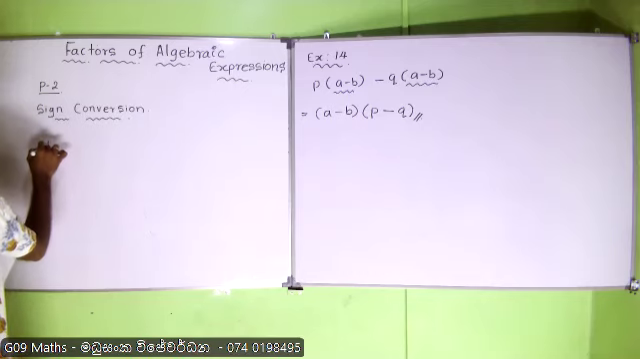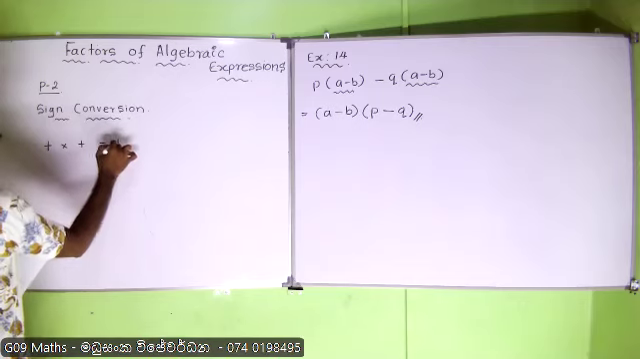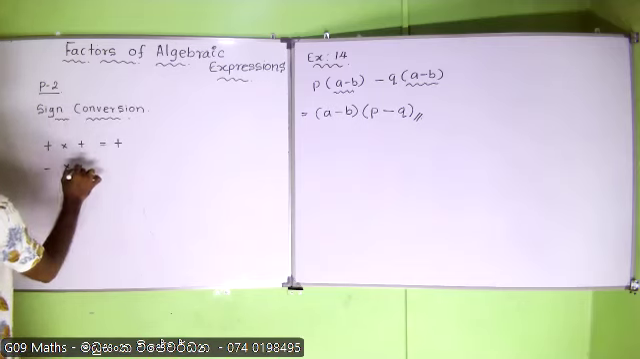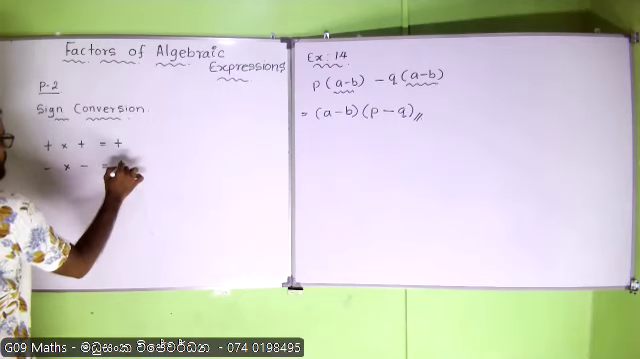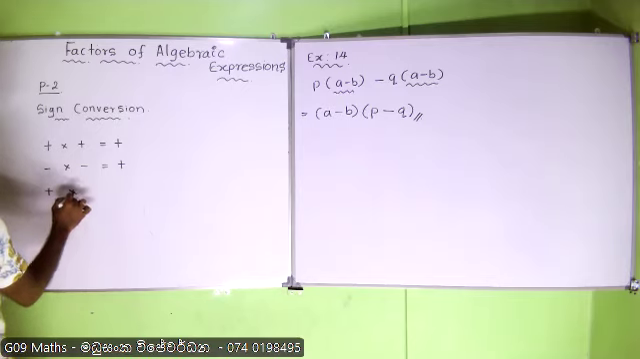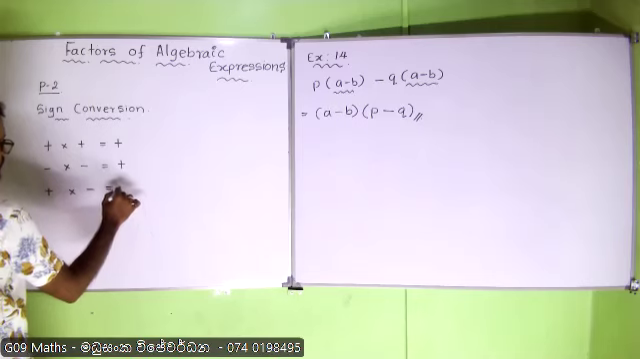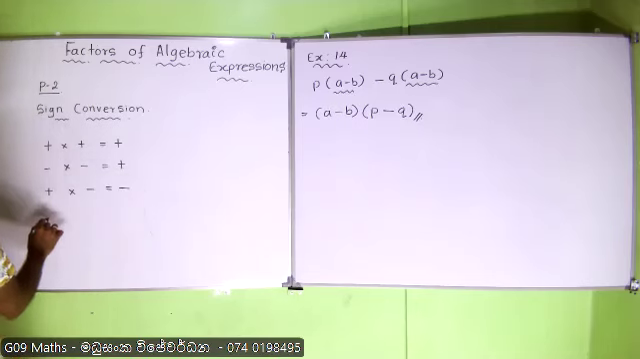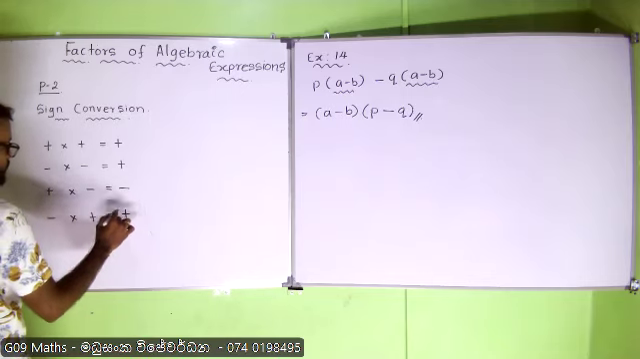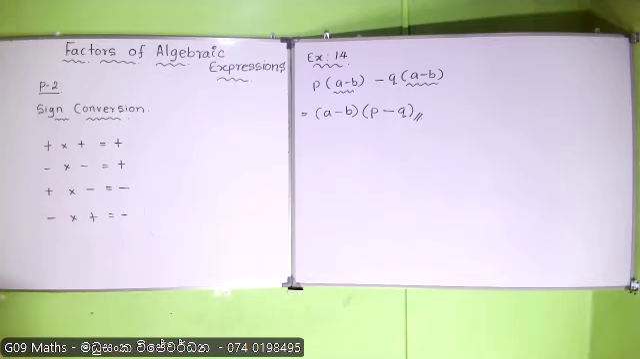Right. So a positive number multiplied by a positive number, you will get a positive number as the result. A negative number multiplied by a negative number, you will get a positive number as the result. A positive number multiplied by a negative number, negative number. A negative number multiplied by a positive number, negative number. Right? This is when you are multiplying.